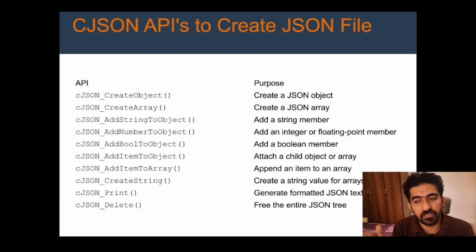And we have cJSON_CreateString. If you want to create a string and put it into your JSON data, you will do that by using this API. And cJSON_Print. So this will give you formatted JSON data in a human readable format. Then you have cJSON_Delete, that will free up your entire JSON tree that you will create while running your program. So it will dump and remove that memory, for cleanup. Okay, so these are the only APIs that we will be using in creating our JSON file.